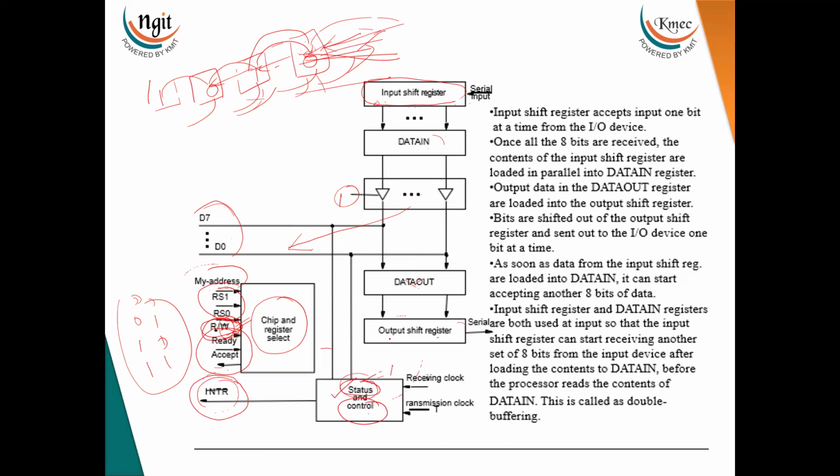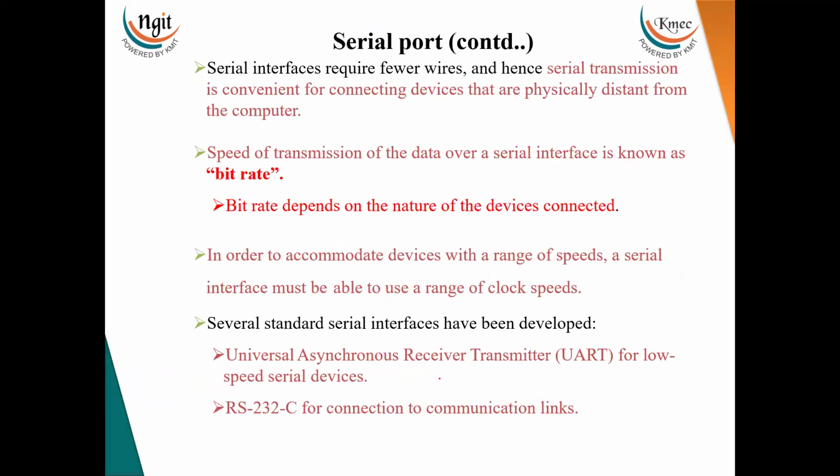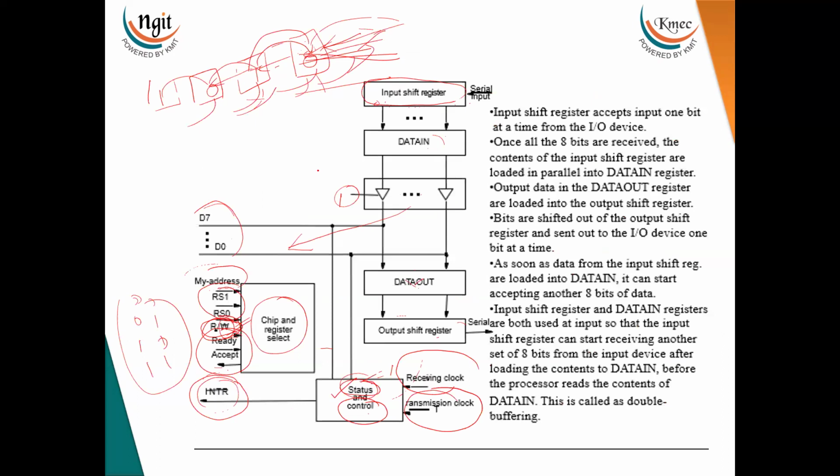So this is about the serial port for both input and output devices. And here, you see two more signals, the receiving clock and the transmission clock. Here we need to see a few terminologies. The speed of transmission is given in terms of bit rate. Bit rate is nothing but the number of bits transferred per second. And one more terminology is baud rate. The number of signals per second is the baud rate.